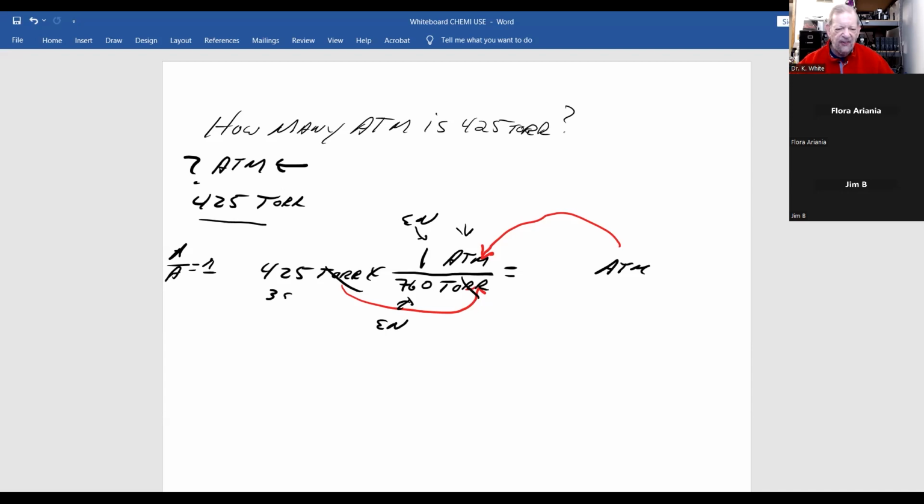This is 3 significant figures. And when you do a multiplication division, your answer should have the same number of significant figures as the number that has the fewest. So in this case, the only number we're going to deal with that isn't an exact number is 3. So now, turn on my calculator, clear it. 425 times 1 is 425, divided by 760. And my calculator gives me this number.